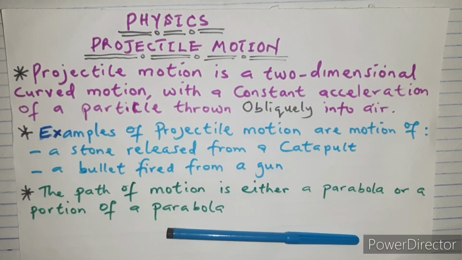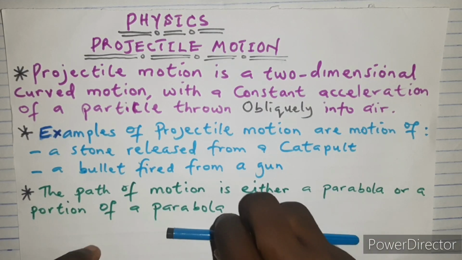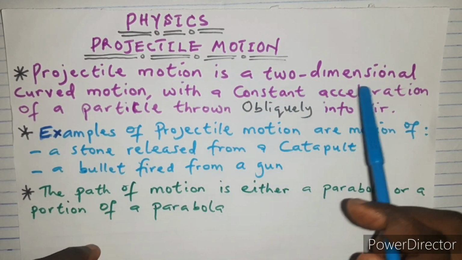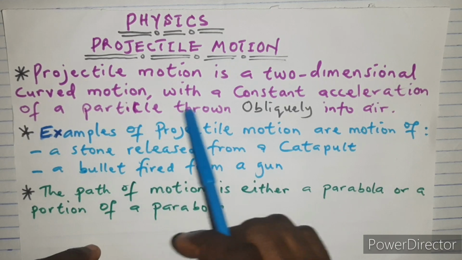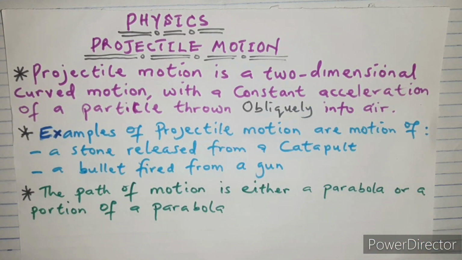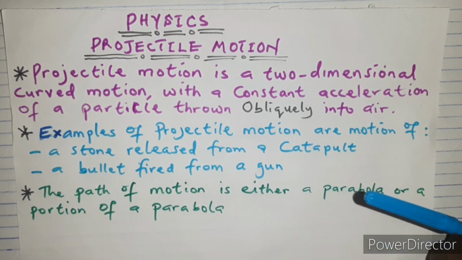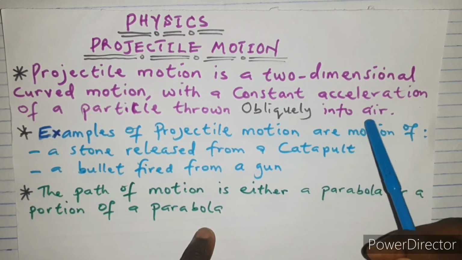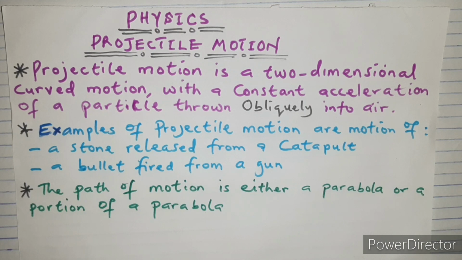Okay, so let's take a look at projectile motion. Here it says projectile motion is a two-dimensional curved motion with a constant acceleration of a particle thrown obliquely into the air. So when they say two-dimensional, that means we're going to be dealing with the x and y plane. And when they say obliquely into air, it means sideways, it's being thrown sideways.